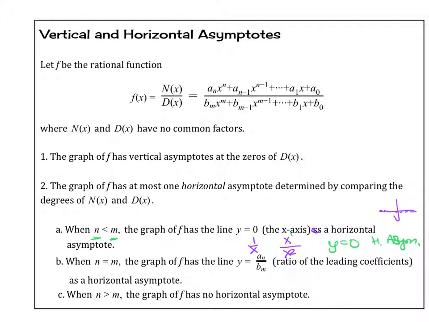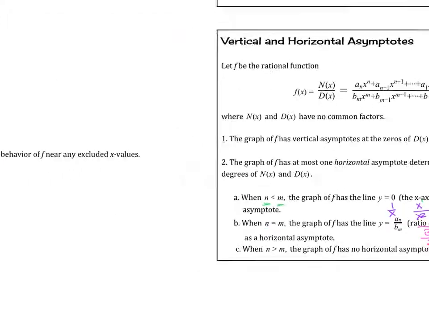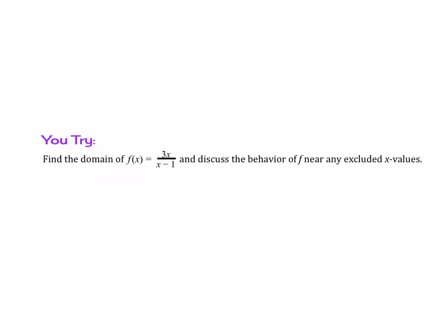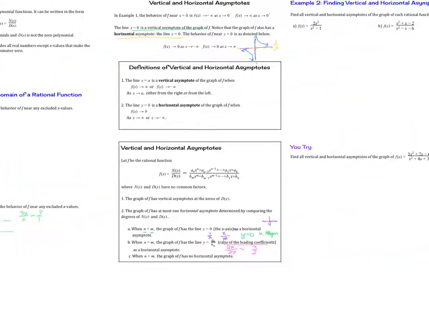Then when n equals m, if we have something like 3x over 2x, then it's the ratio of the leading coefficients, so it's 3 over 2 in this case. If we take a look at this example that we did earlier, 3x over x minus 1, if you were to graph it, you would realize that the horizontal asymptote is at 3. It's 3x over x, so it's just the leading coefficient of 3 to help us out.